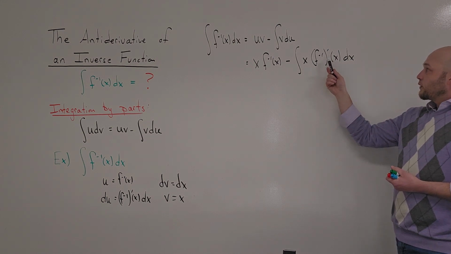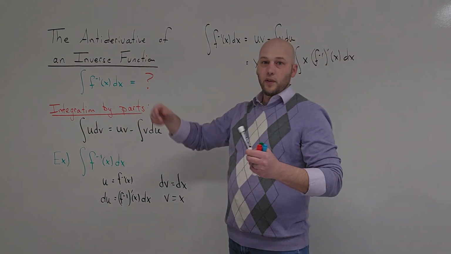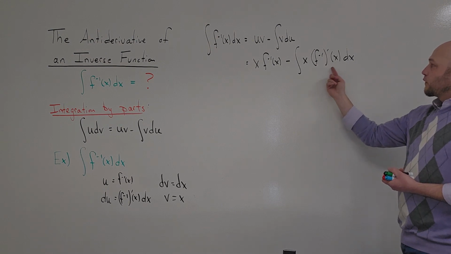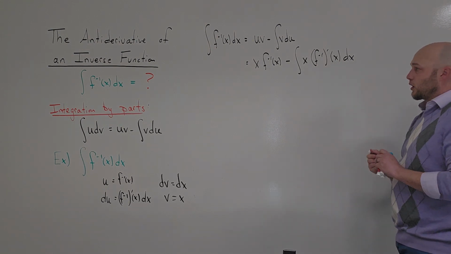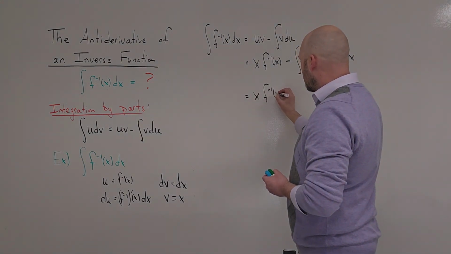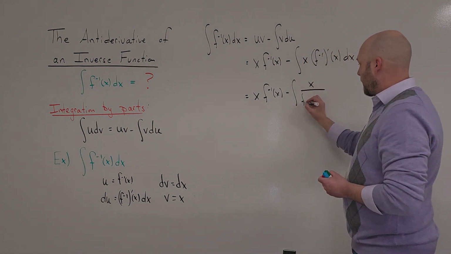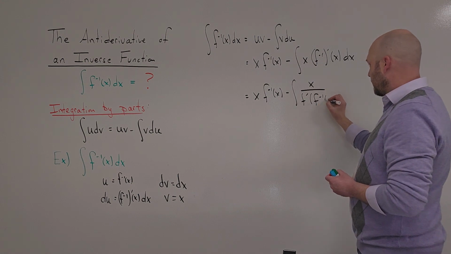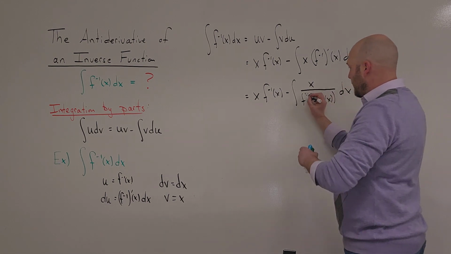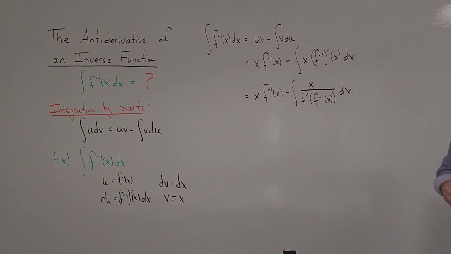If you haven't seen how to find the derivative of an inverse, watch the video that I posted titled The Derivative of an Inverse Function. We're going to use the formula that we developed in that video for this portion of the integrand. This gives me x f inverse minus the integral of x over f prime evaluated at f inverse. Again, the denominator is the derivative of the inverse, and if you're not familiar with that, please go back and watch that other video.